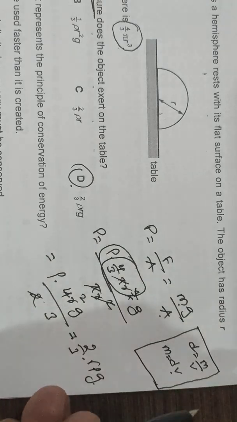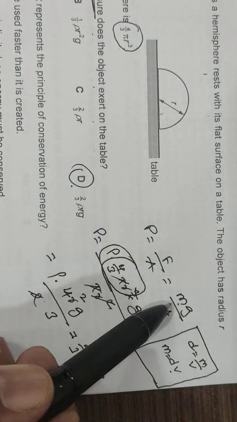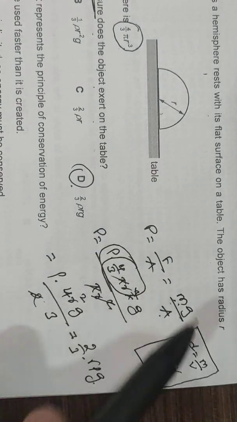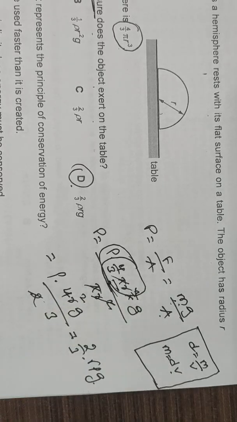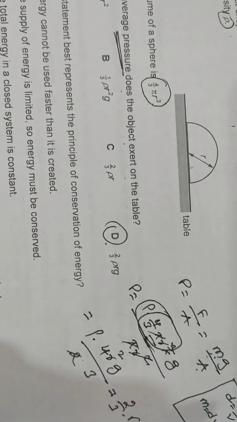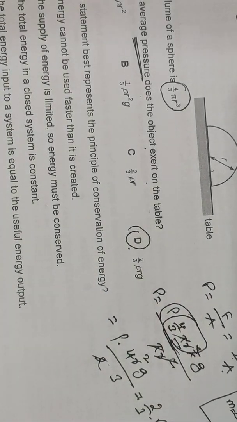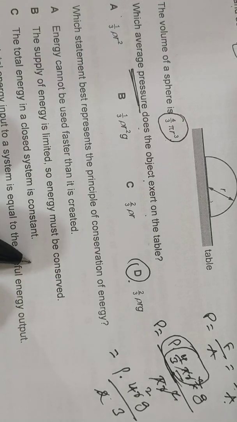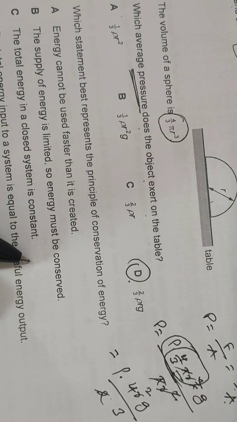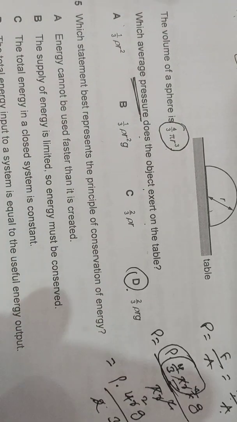Okay. Make sure here the mass is the mass of the hemisphere. That's why you need to divide it by half. Okay. You need to divide it by half. That's the 14th one. And then the 16th one. Now the 15th one. Let's see first.